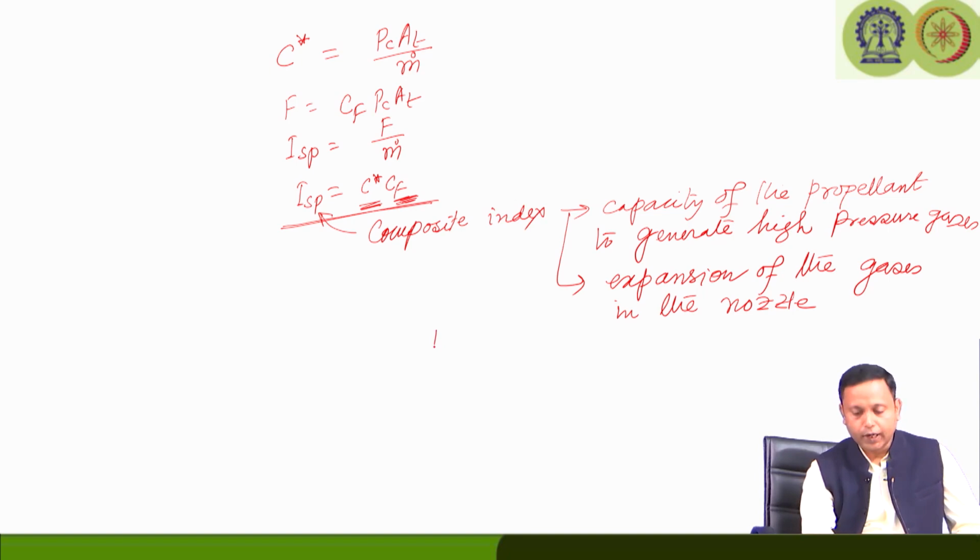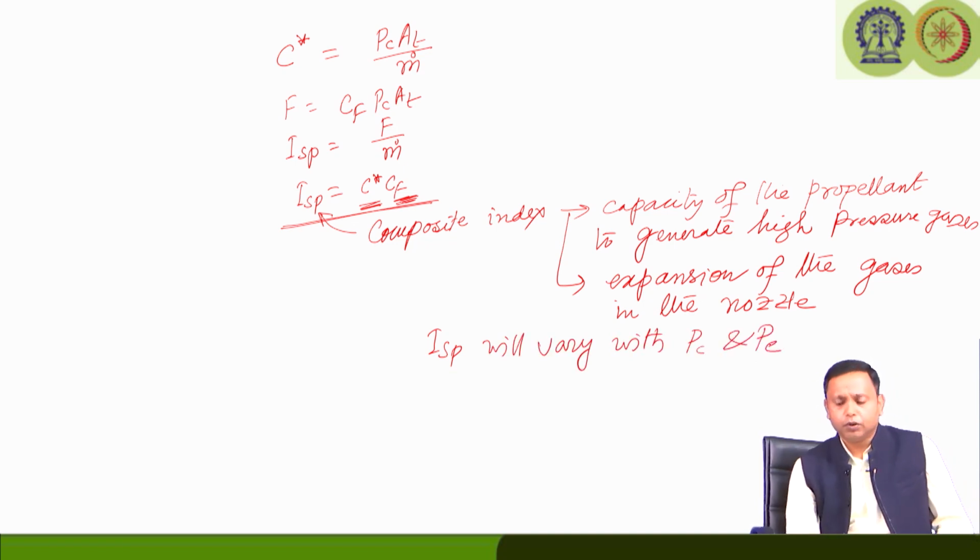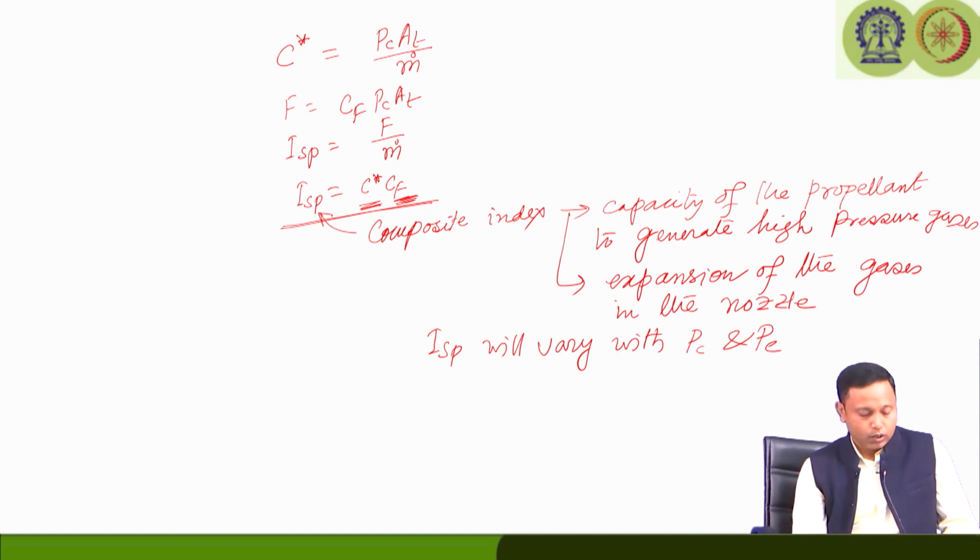And of course, the ISP will vary with P C and P. One can generate some performance parameter plot by keeping some of the parameters constant and varying the others, and see how the ISP is varying with P C by P, by considering the ISP equation and keeping some of the parameters constant. One can generate some parametric study, the parametric plots.